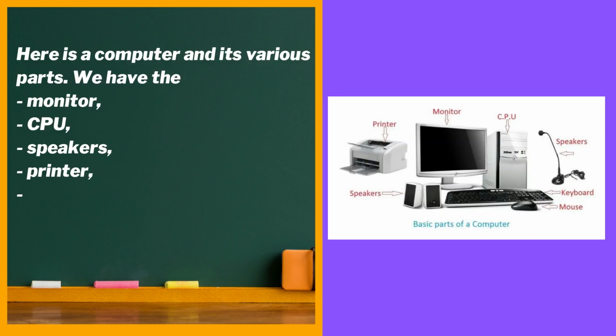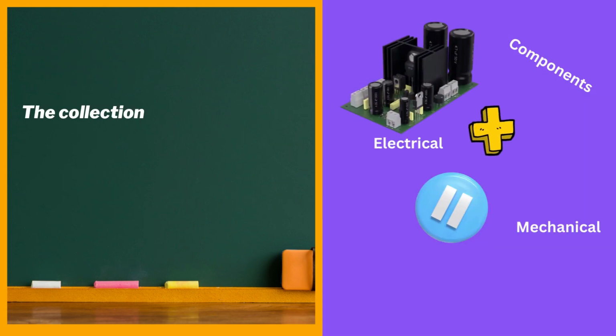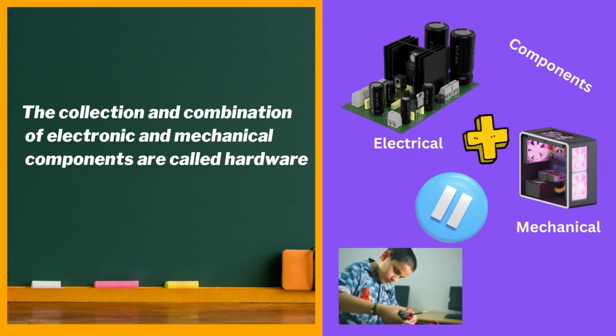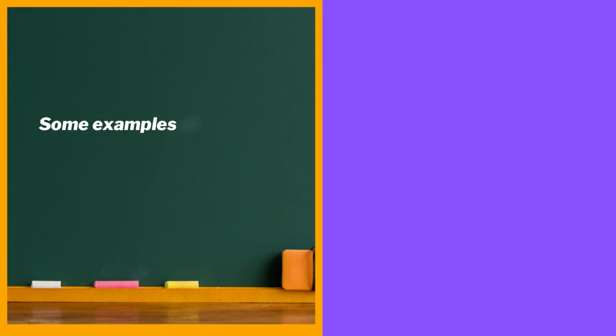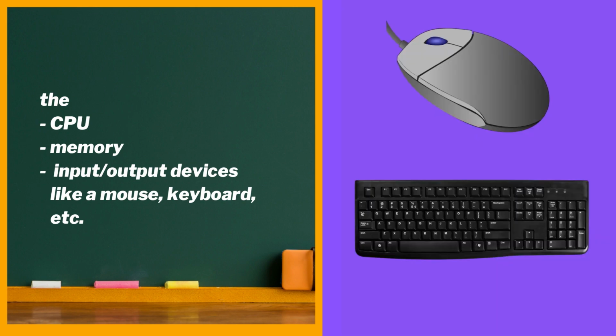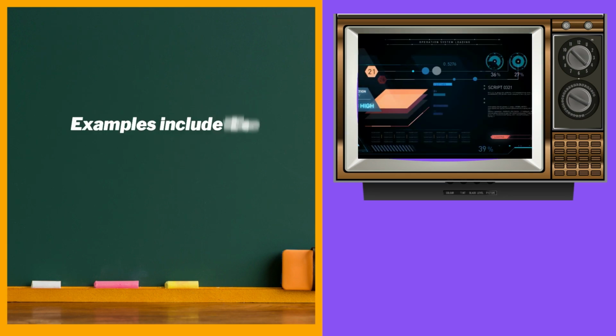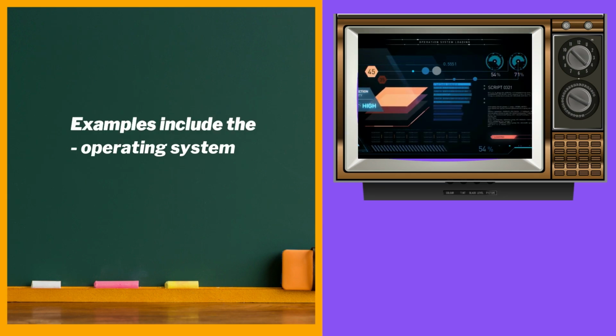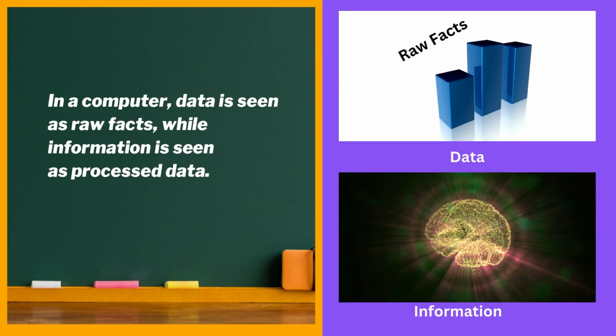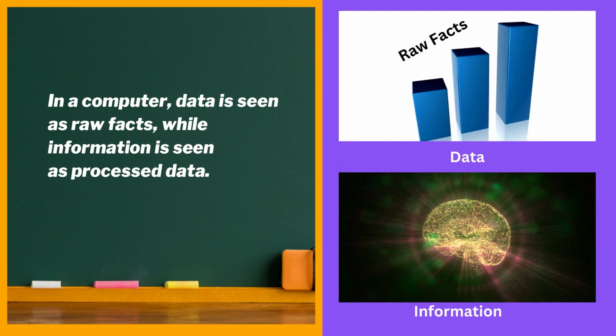Here is a computer and its various parts. We have the monitor, CPU, speakers, printer, keyboard, mouse, etc. The collection and combination of electronic and mechanical components are called hardware. Some examples of computer hardware include the CPU, memory, and input-output devices like a mouse, keyboard, etc. Software provides instructions or programs that tell the hardware how to perform a particular task. Examples include the operating system. In a computer, data is seen as raw facts, while information is seen as processed data.